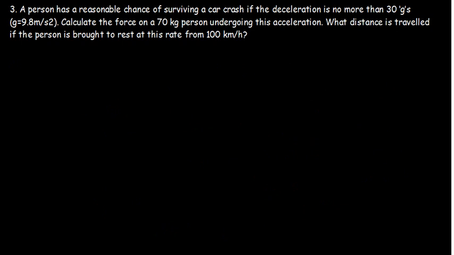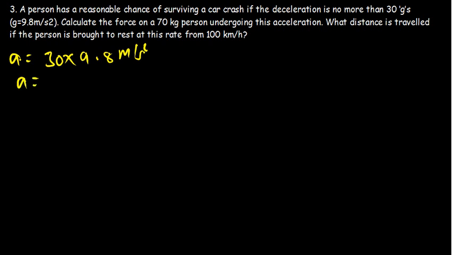First we need to understand the question again. That is very important. Without understanding the question, we can't get anything. So maybe the first part is confusing you: a person has a reasonable chance of surviving a car crash if the deceleration is no more than 30 Gs. So 30 Gs is just acceleration. It is telling you that it is acceleration, which is the same as 30 times 9.8 meters per second squared. So we just do 30 times 9.8, and that will be our acceleration.